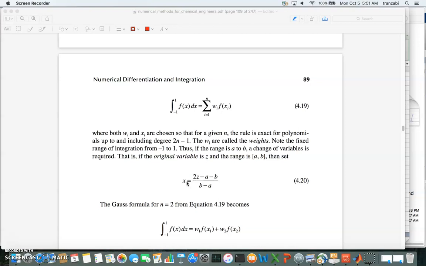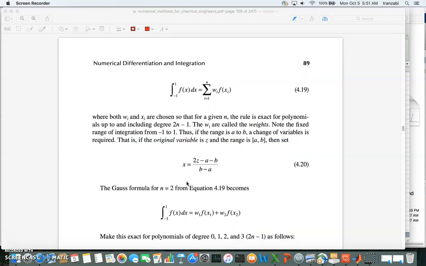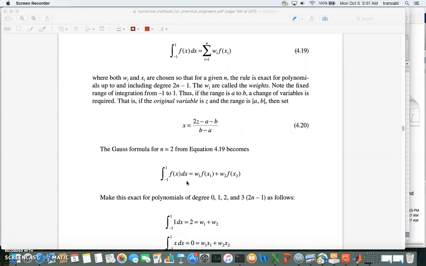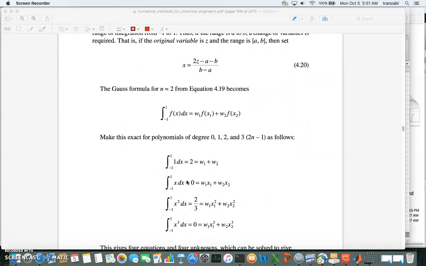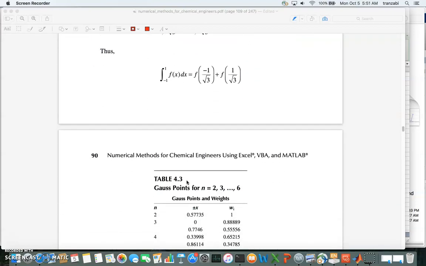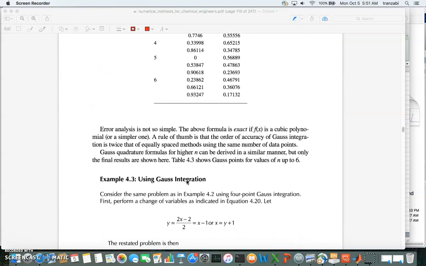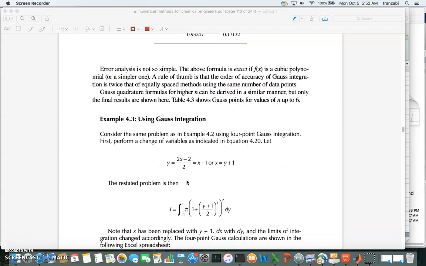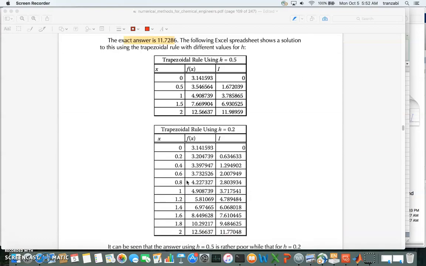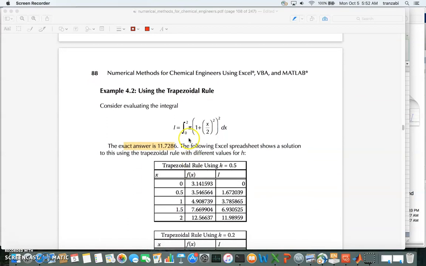From now on, we only talk about integrals from -1 to 1 because that's how Gauss Quadrature is supposed to work. Let's go directly to the example. Let's say I want to calculate the integral from the previous example, from 0 to 2 of pi times (1 plus x over 2 squared) and the whole thing squared, dx, using Gauss Quadrature.